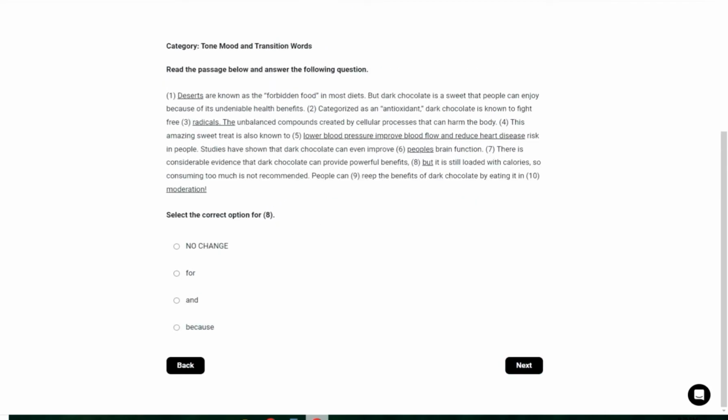For 8, there is considerable evidence that dark chocolate can provide powerful benefits, but it is still loaded with calories. So consuming too much is not recommended. And so is there going to be a change here? Go ahead and give me your best answer.